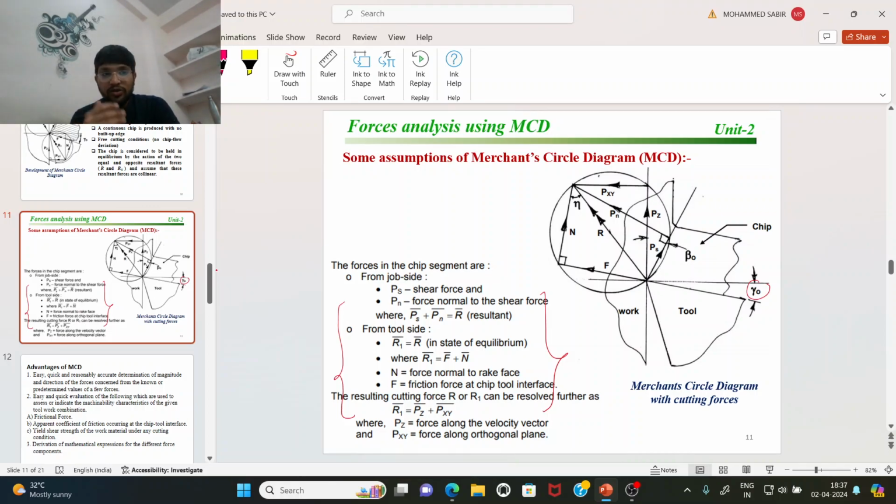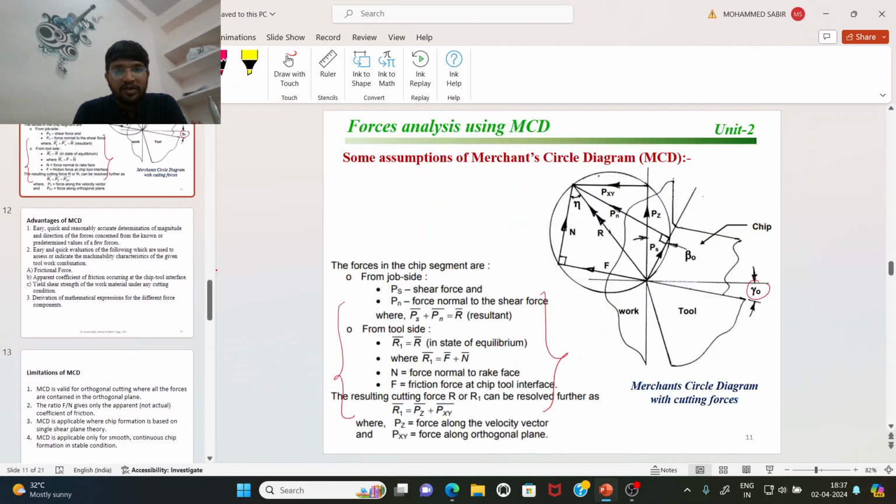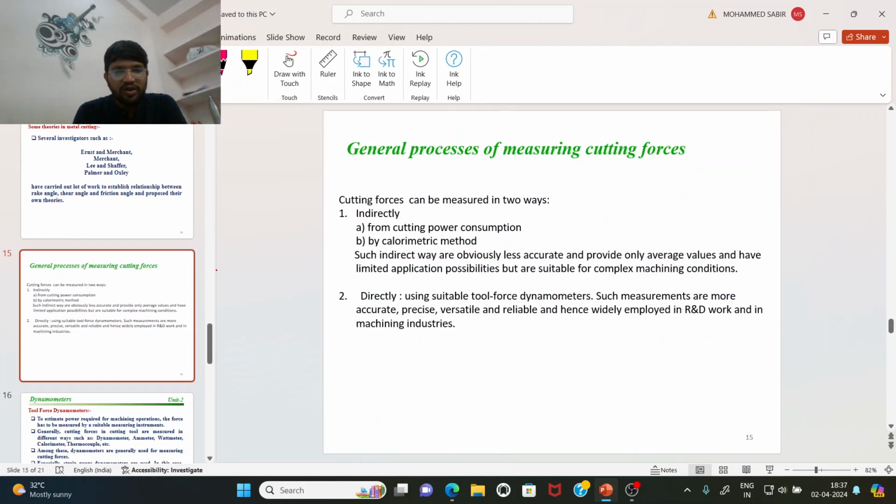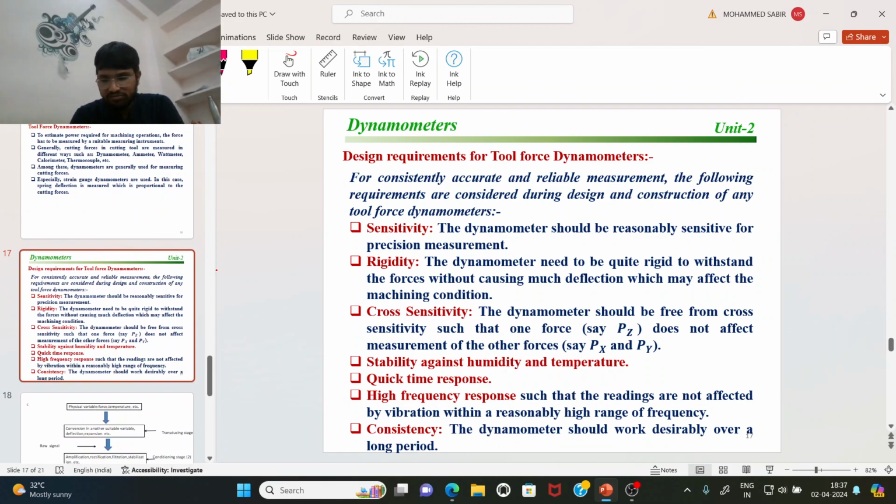Easily we can choose a cutting fluid according to that. If we have an idea about eta, what the friction factor or the coefficient of friction between workpiece and tool is, then accordingly we can choose our cutting fluid. That is a basic kind of analysis. And then there are limitations and advantages. You can refer to them in the next lectures.